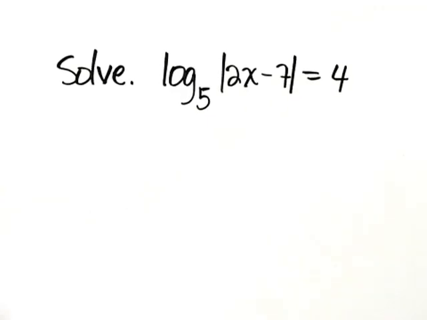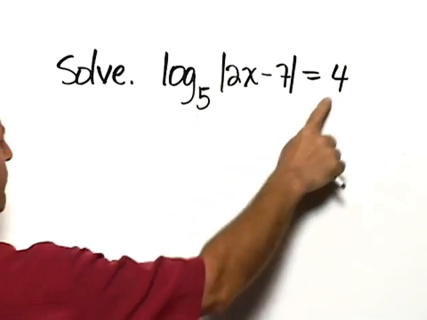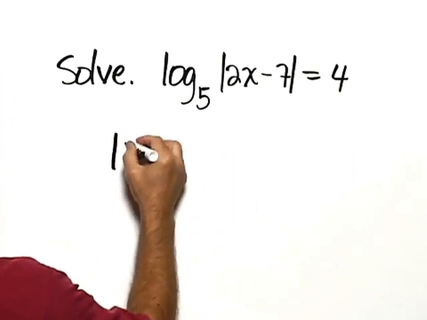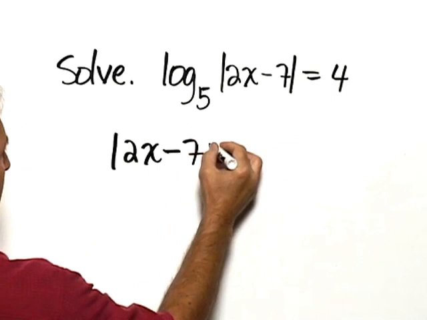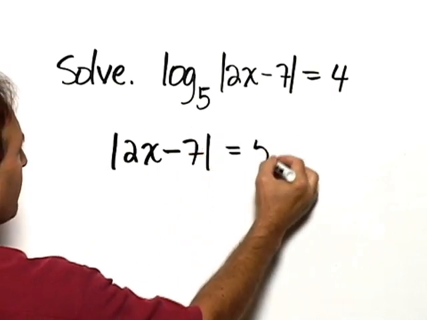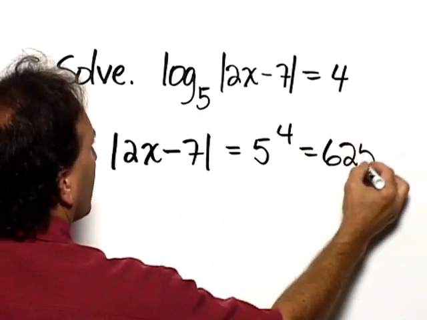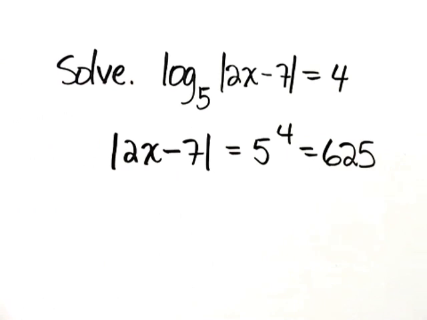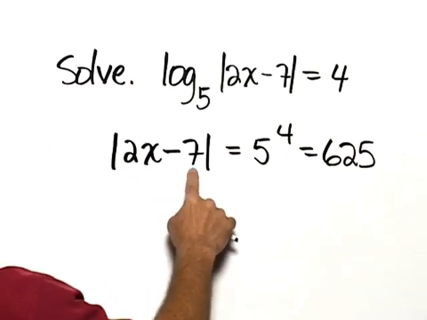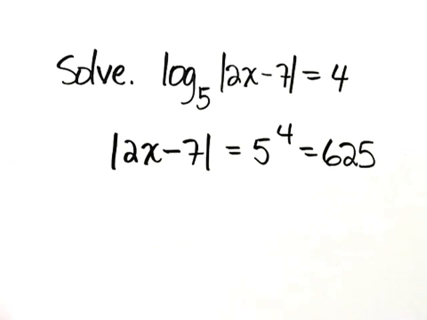Solve log base 5 of the absolute value of 2x minus 7 equals 4. Well, let's translate this from the logarithmic equation to the exponential equation. Of course, 5 is the base, 4 is the exponent, and therefore the absolute value of 2x minus 7 is equal to 5 raised to the power of 4, which is equal to 625. So what we have is the absolute value of 2x minus 7 equals 625.